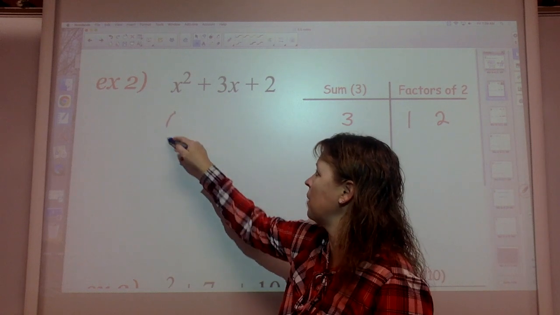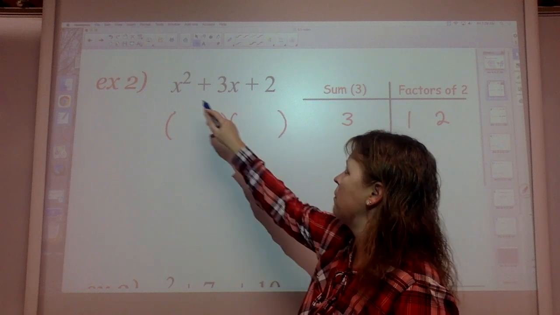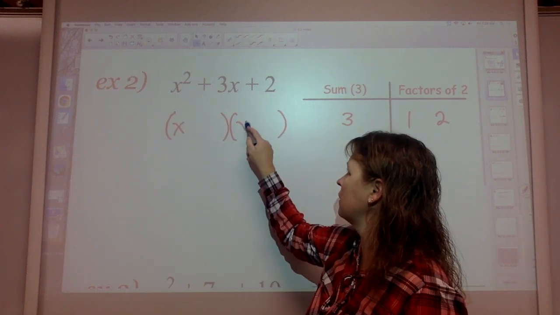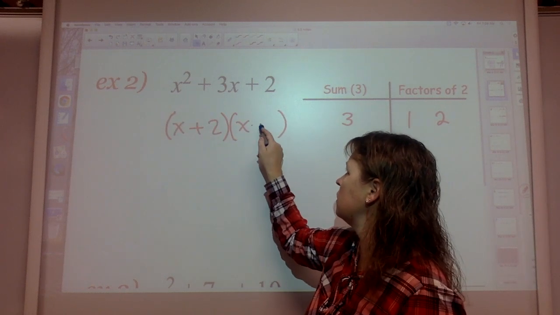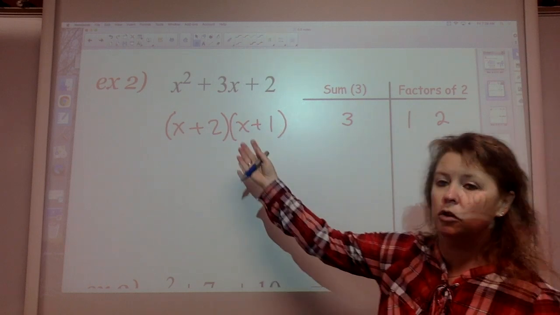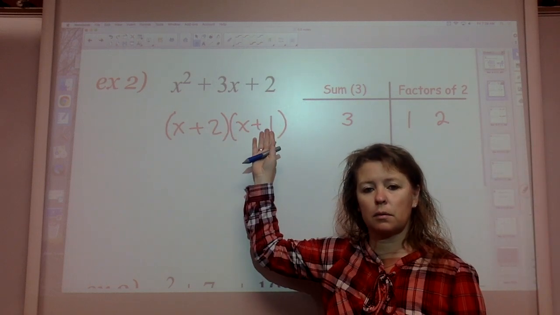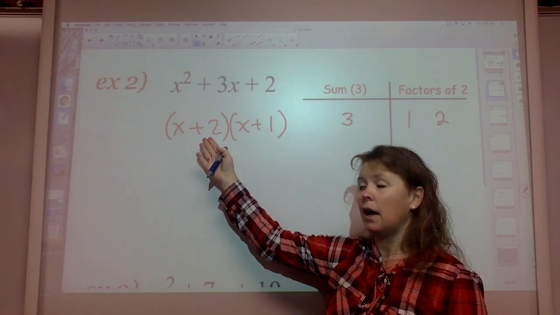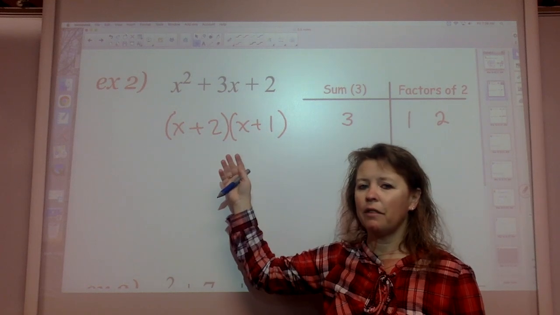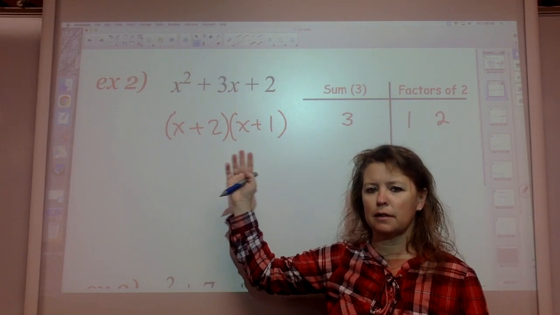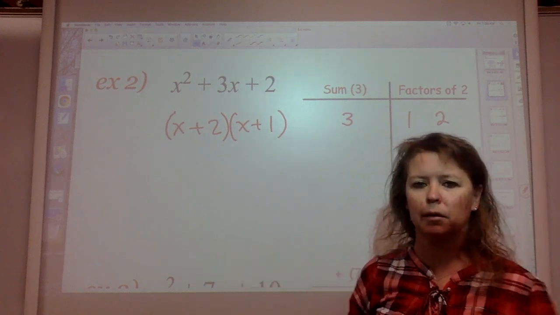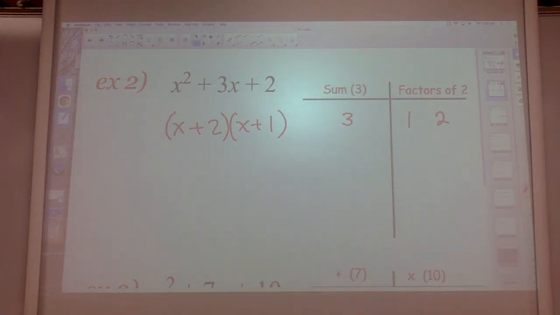This is positive. This is positive. We break our x squared up into x times x, and our 2 into 2 times 1. And again, if you put x plus 2 and x plus 1, and then your girlfriend puts x plus 1 and x plus 2, you can't have a fight over who's right. You're both right. It doesn't matter. It can be x plus 1 or x plus 2. The order doesn't matter.